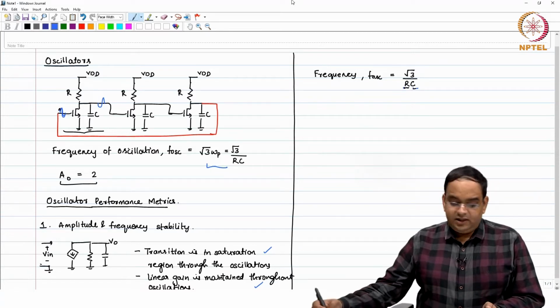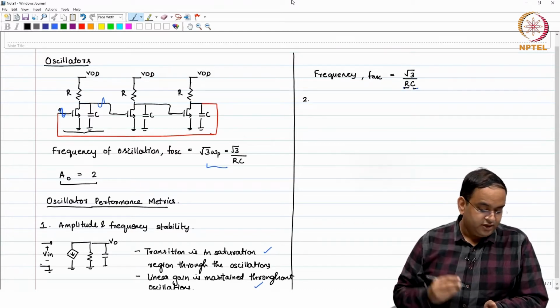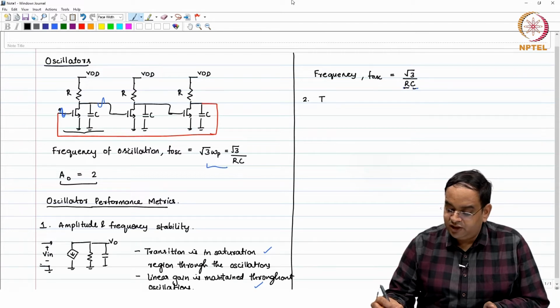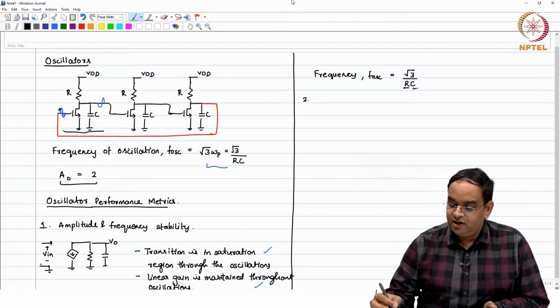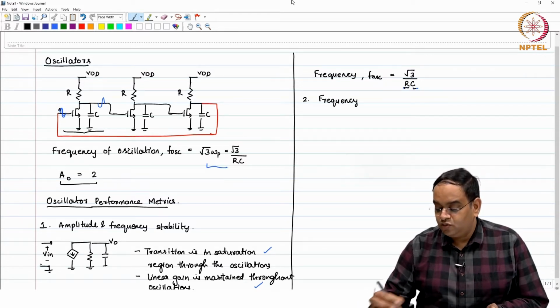Okay. Then the next parameter which we have to look for in this oscillator is the tuning range of the oscillator, the frequency tuning range, because we are going to use this oscillator in the PLL. So, we should be able to vary the frequency of the oscillator.